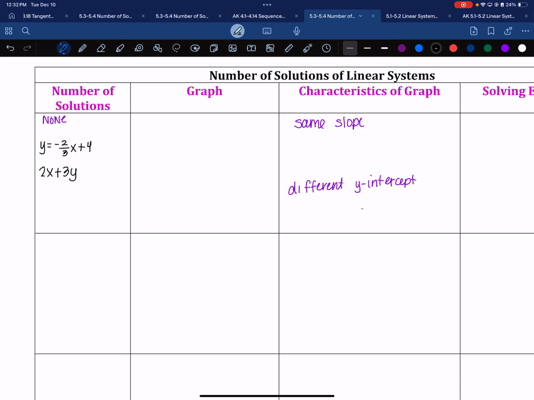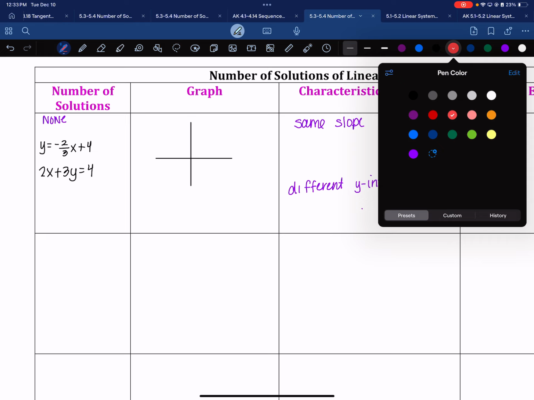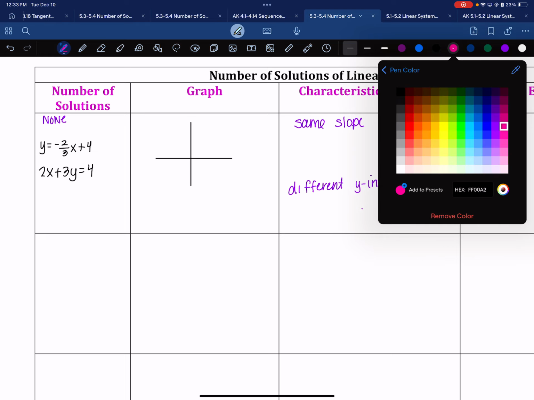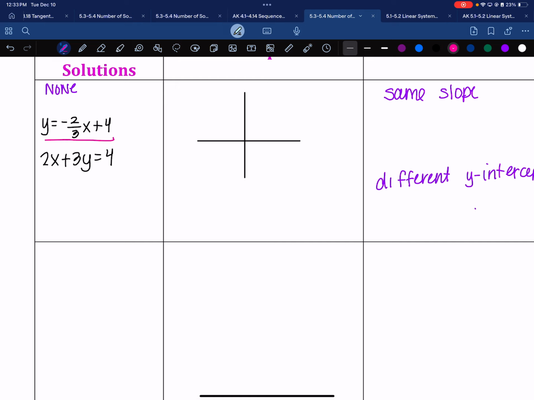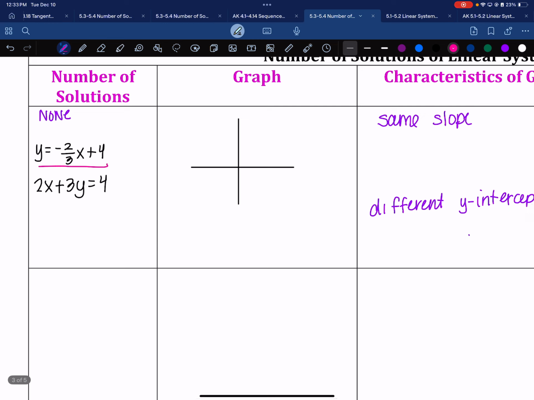It's easy to identify the slope of that first line. Would you agree? The slope of that first line is -2/3. And because it's easy to identify the slope, the y-intercept is also easy to identify. The y-intercept is 4. Okay, I'm not going to graph this perfectly, just for time.